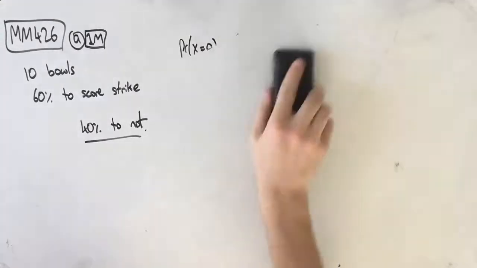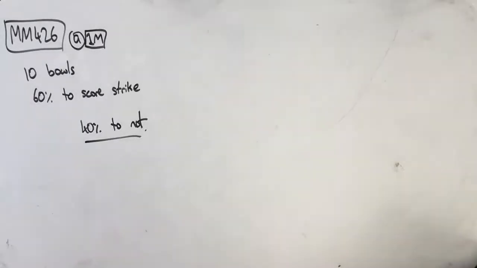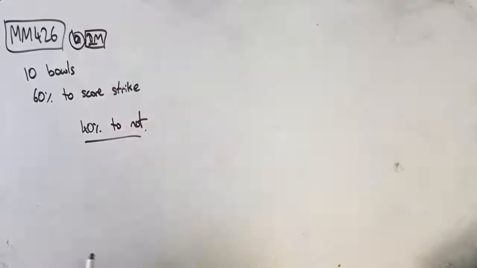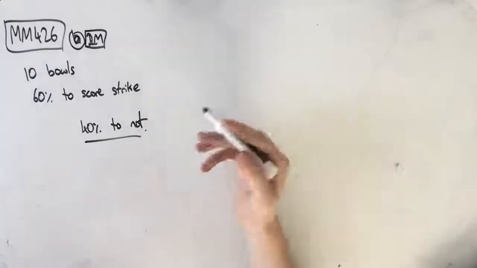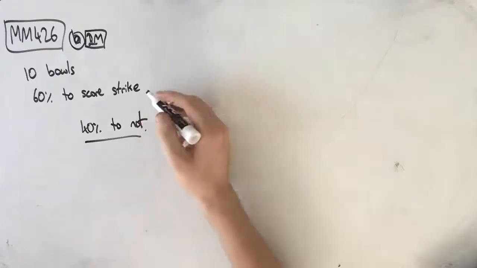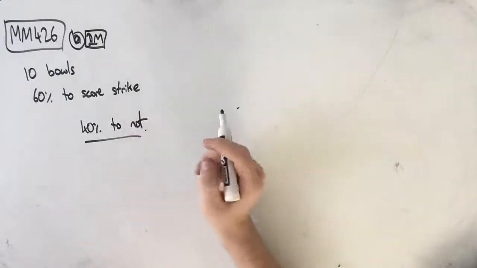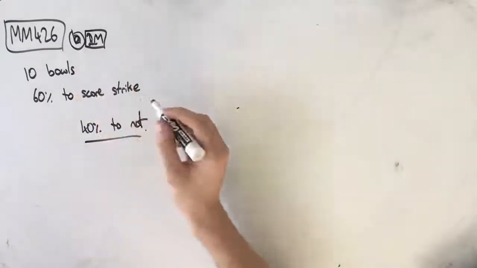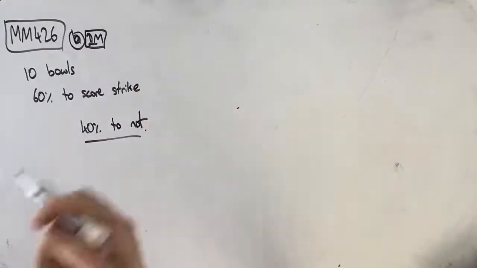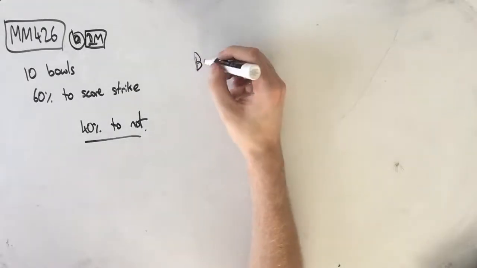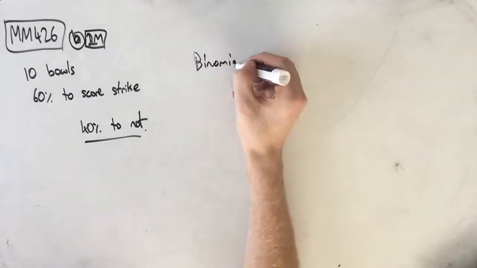Part B says, what is the probability that he achieves at least 5 strikes in this game? Now part B is a 2-mark question. And first thing we need to recognize is that we're dealing with binomial probability here. So each of these strikes is independent of the other strike. Whether he gets one doesn't affect the next one. And he's got a certain number of bowls and a probability for each of those strikes, which tells us that it's binomial. So what we need to do is pull out our binomial CDF calculator.